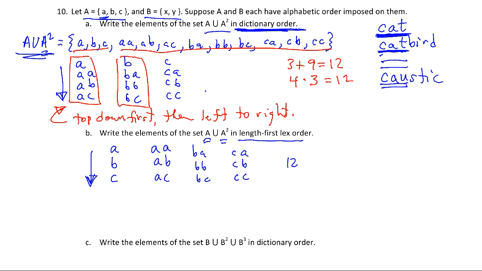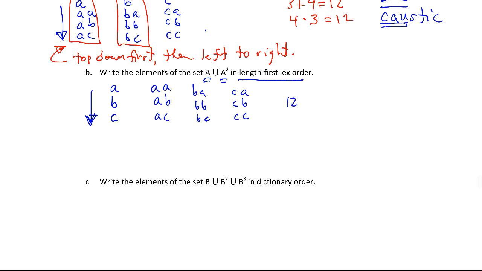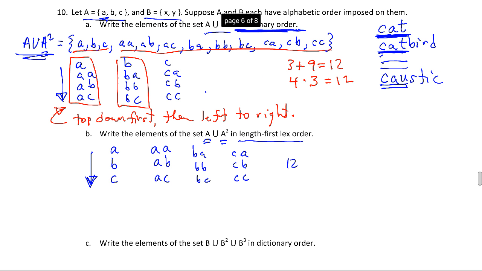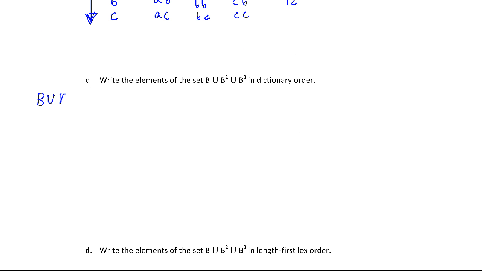Finally, in part C here, I want to make the elements of the set B union B squared union B cubed, and B has just X and Y in it. And so there won't be too many of them here. Let me go ahead and write them all out. B is the set of all length 1 strings drawn from the set B. B squared is all the length 2 strings drawn from the set B. And B cubed is all of the length 3. So I have lengths 1, 2, 3.